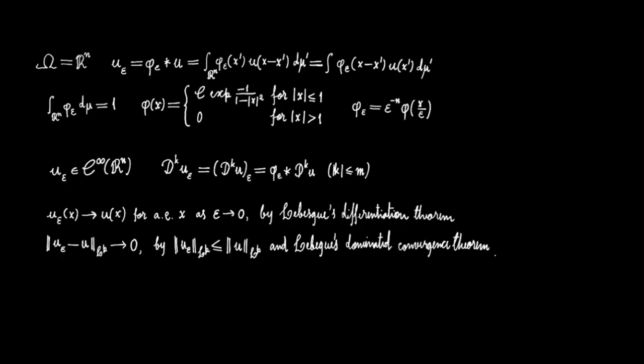Thus we can use Lebesgue's dominated convergence theorem to conclude that u epsilon converges to u in the LP norm, and consequently u epsilon converges to u also in the Sobolev norm. And here, of course, we have only dealt with the case where p is finite.